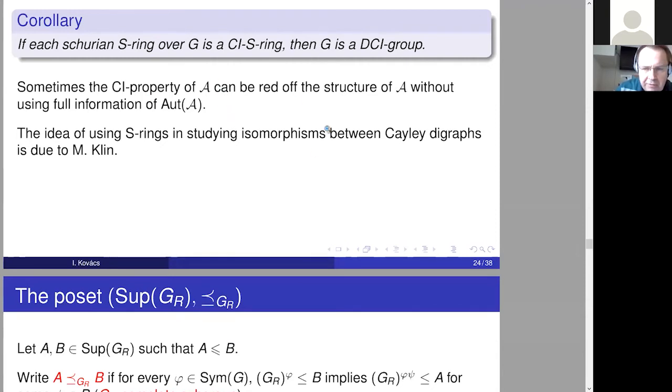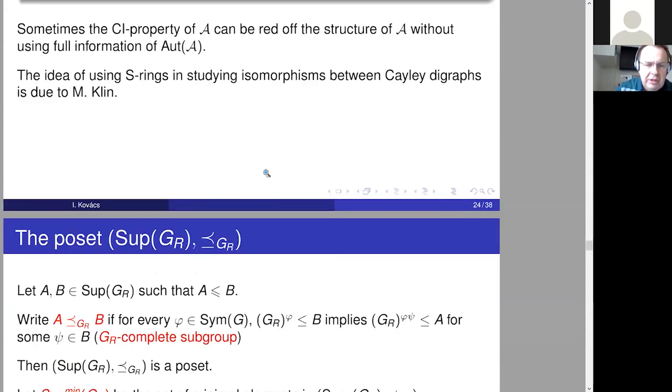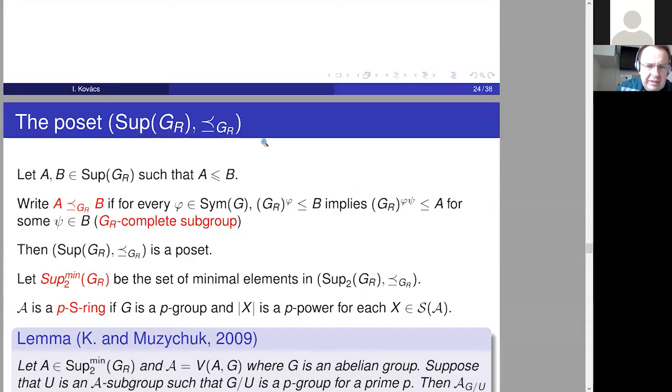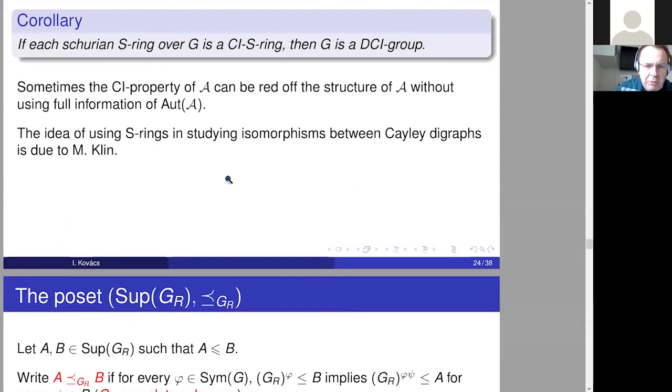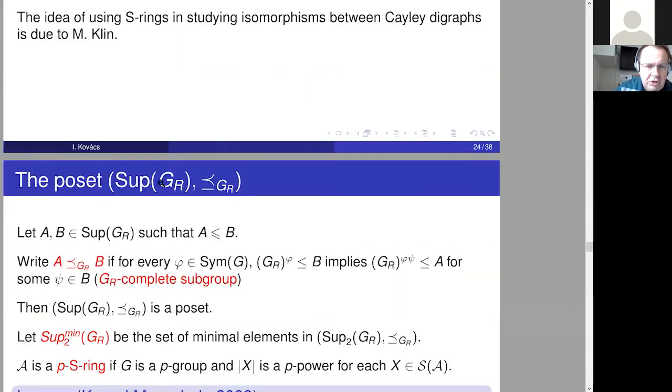So sometimes the idea behind it is that to see that a Schur ring is CI can be read out of the structure without using the full machinery. What kind of structure can be used for a Schur ring? The first is just a simple observation: you have to look at the transjugability property of 2-closed groups basically.